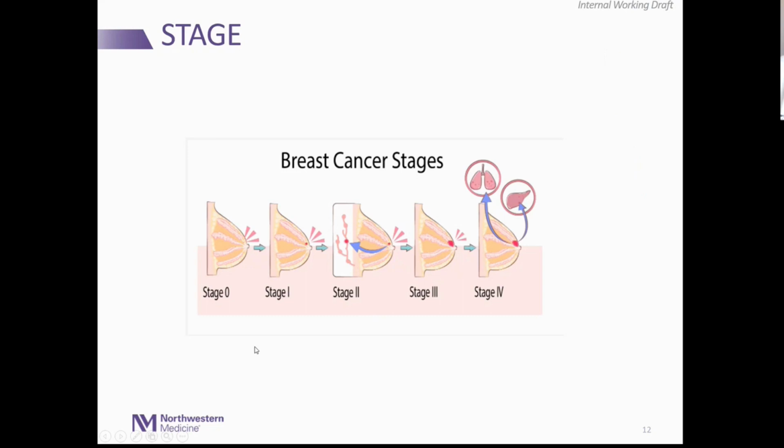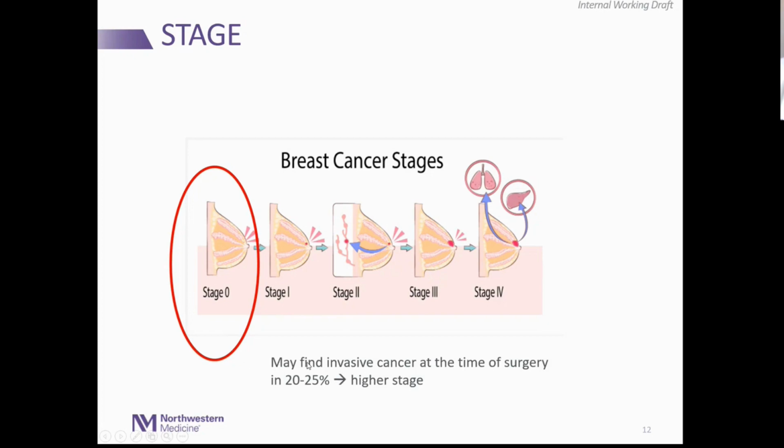The next thing that we think about when we review a pathology report as well as the imaging is what stage the breast cancer is. DCIS is known as stage 0 breast cancer. It's the earliest stage of breast cancer. Breast cancer goes from stage 0 to stage 4.